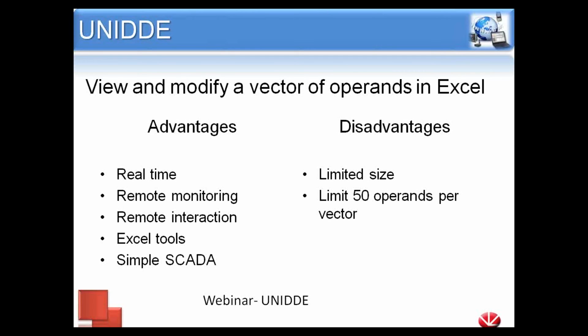Another advantage is that we have the Excel tools at our disposal. Once the vector is in Excel, we can use the graph functions to put it in a bar graph. It can also be used as a simple SCADA in this way. We can monitor multiple PLCs, multiple vectors, and we can graph the vectors, and it can be used as somewhat of a simple SCADA.